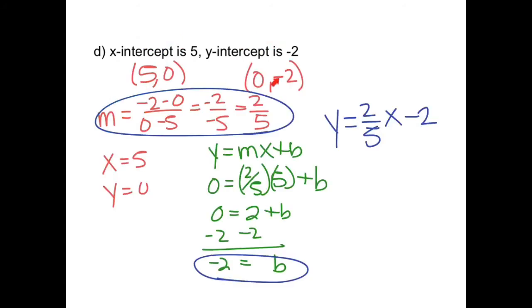So (5, 0), (0, -2), calculating the slope, we get 2/5. I'm going to use the (5, 0) simply because it's positive. So this is my x and y value that I will use to calculate b. And then I will use the 2/5 and the -2 for m and b in my final answer.